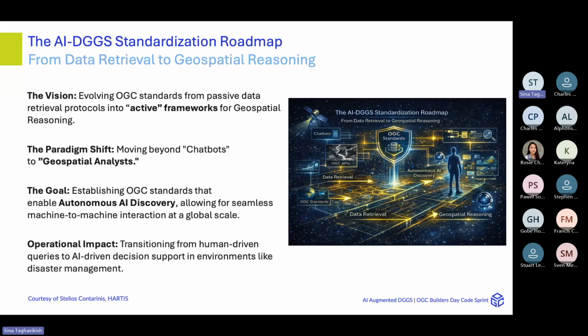So the goal is establishing OGC standards that enable autonomous AI discovery, and that allows for seamless machine-to-machine interaction at a global scale. So you don't want a chatbot. You want a machine to talk with another machine, basically. Operational impact would be transitioning from human-driven queries, right? So that's the whole idea.